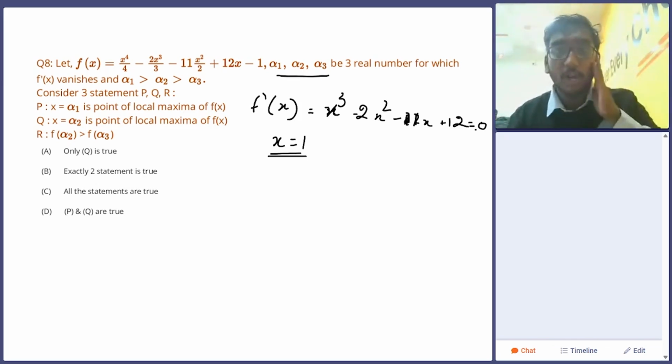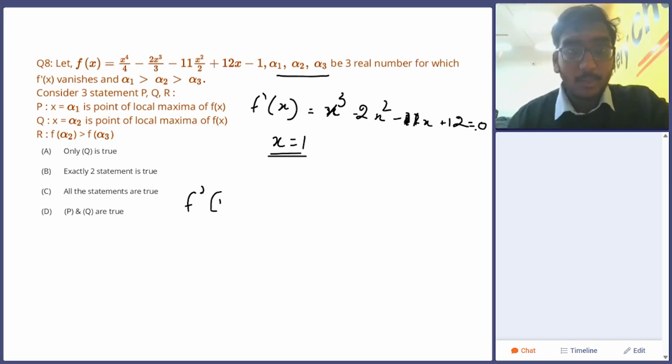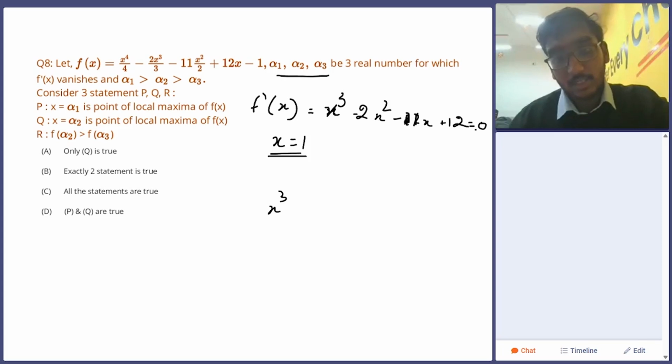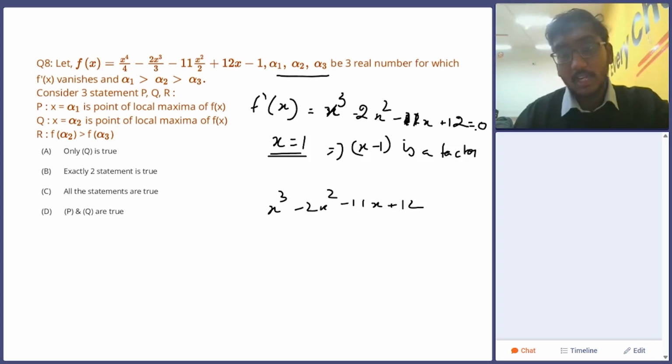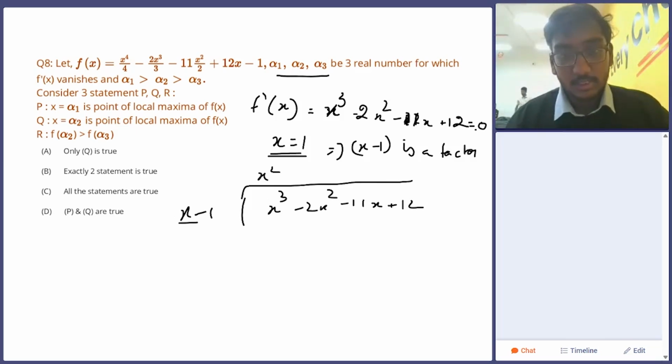You will eventually end up with a quadratic factor, and again you can factorize it into two linear factors. In that way we will do it. I'll first divide and determine all the solutions. So x minus 1 is a factor of f dash of x. So x cube minus 2x square minus 11x plus 12 divided by x minus 1. What will be the quotient? x square.